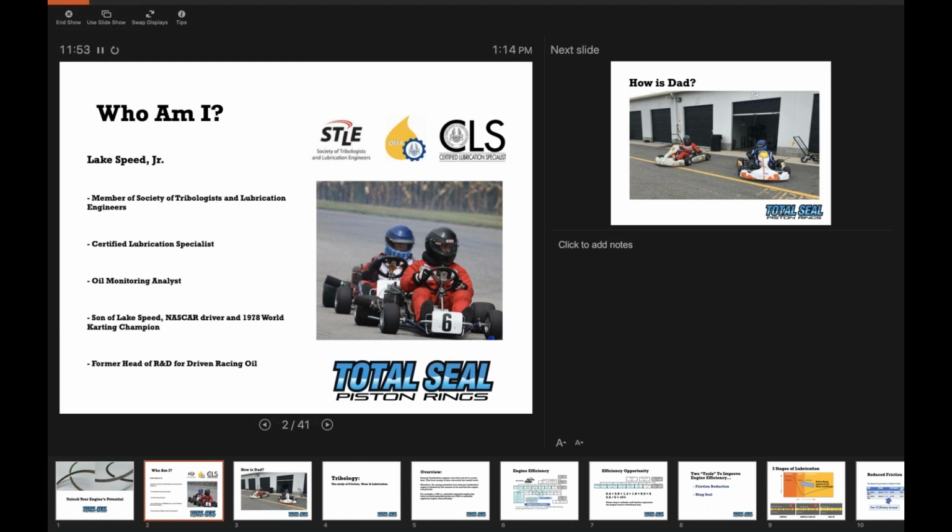So with that plug out of the way, when I look at an engine, I look at it from the eyes of a tribologist, and we're going to talk a little bit about that today. And then my section of the presentation next Friday is going to be more of a deep dive into tribology, and why you should care about tribology and how that influences your engine.